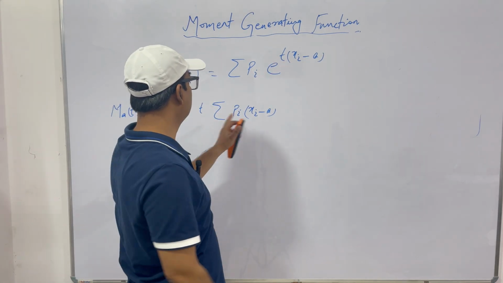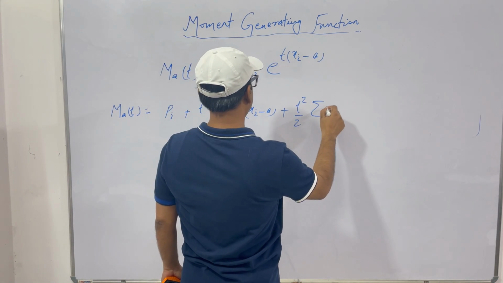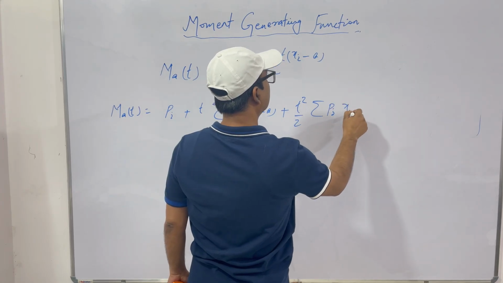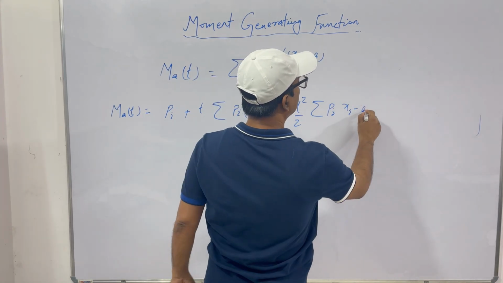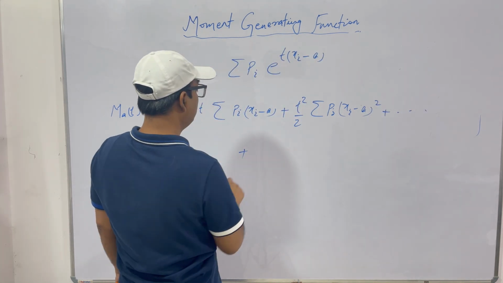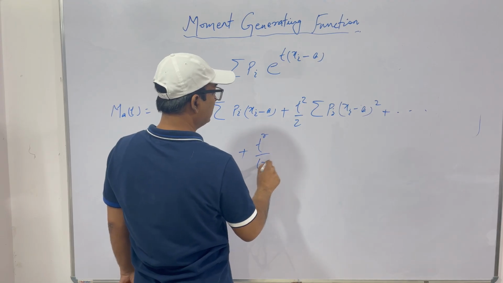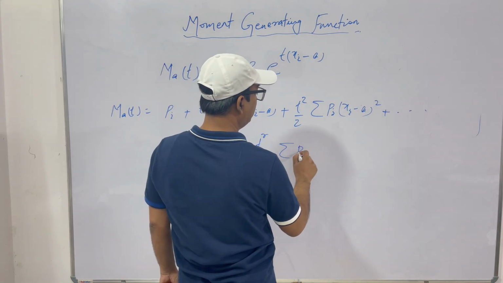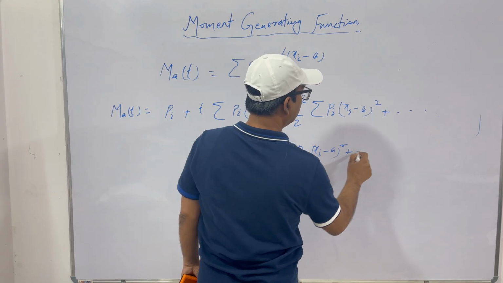T will be out, and then t square by factorial 2 summation p_i into (x_i minus a), not capital A, we are using small a, whole square, and so on. When you reach the power r, you will get t to the power r by factorial r, summation p_i into (x_i minus a) to the power r, plus so on.